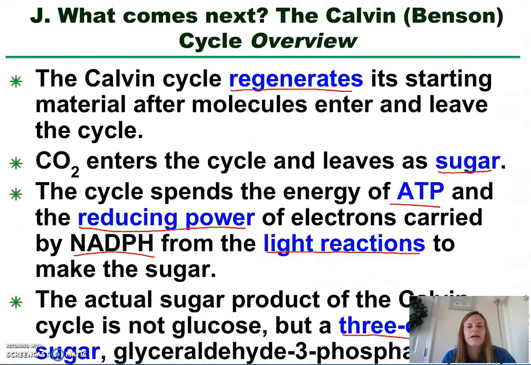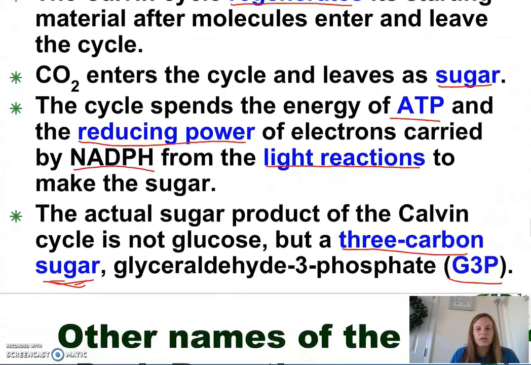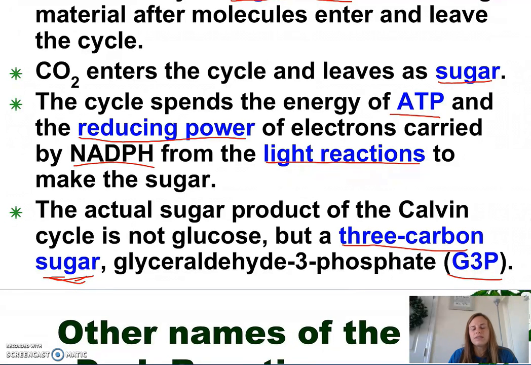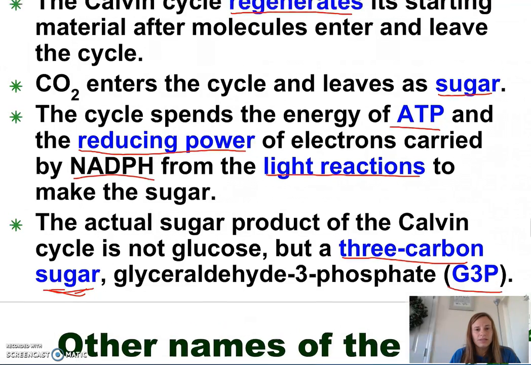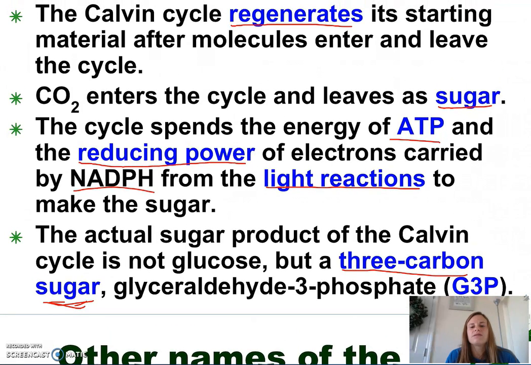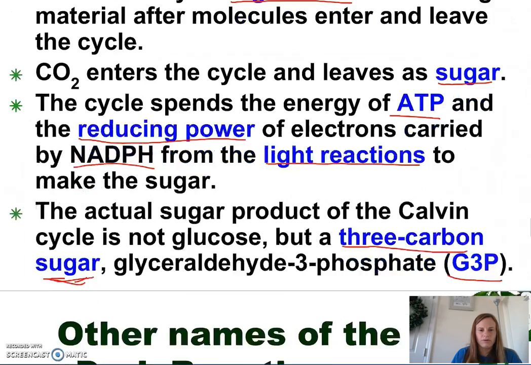So in a nutshell, the Calvin cycle regenerates its starting material after the molecules enter and leave the cycle. Carbon dioxide enters the cycle and leaves as sugar, but the sugar that leaves the Calvin cycle isn't glucose, but a 3-carbon sugar called G3P for short, or glyceraldehyde 3-phosphate. Now this cycle depends on the energy of ATP and the reducing power of NADPH that we got when we did those light reactions.